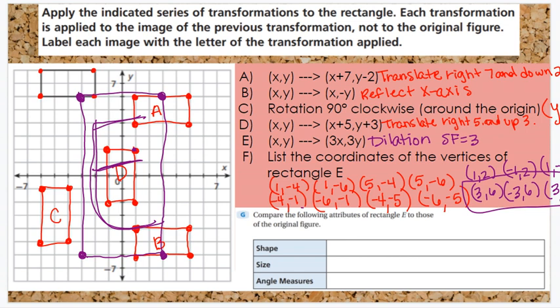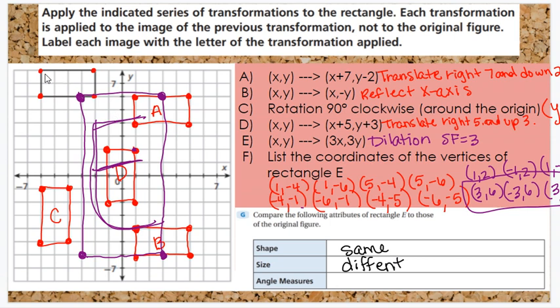All right, so the last thing we need to talk about is the size and shape. I'm going to answer these last 3 questions. It says, compare rectangle E to the original. What do we know about the shape? Well, the shape of the original rectangle up here, the black one, and this purple one that I just drew, they are the same shape. What about their size? Their size is different. They are the same shape but different size.